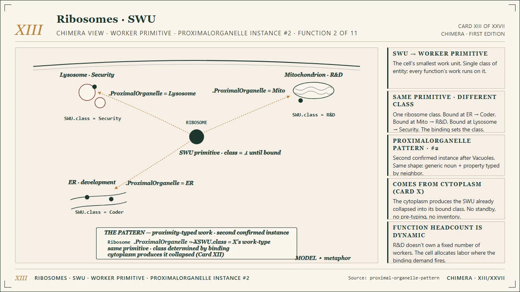This is the proximal organelle pattern, named for the first time in the deck. Generic noun, property typed by what's adjacent. The pattern reappears later as vacuoles, card 22, where containers hold content typed by their neighbor. And again at vesicles and channels. Same shape every time. The cell repeats this trick across architecture. This is where you see it cleanly.